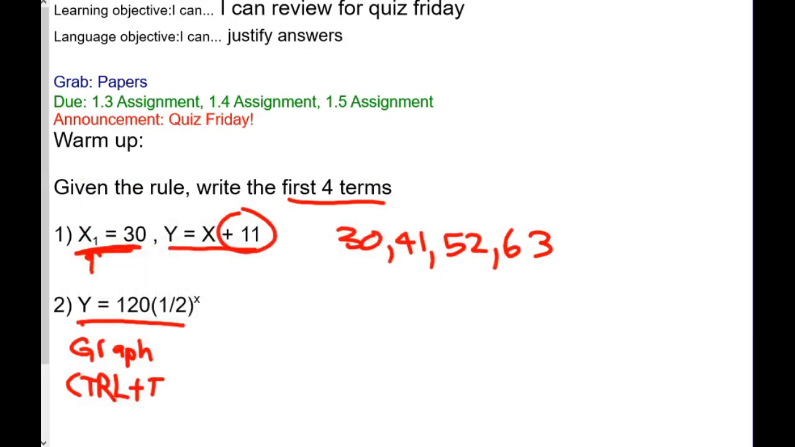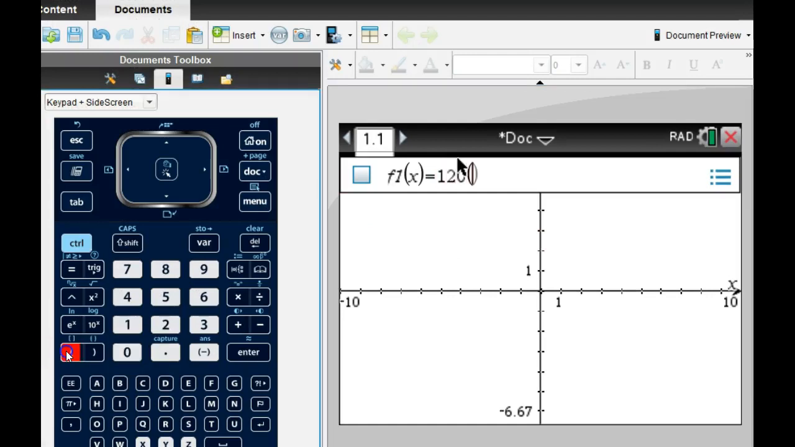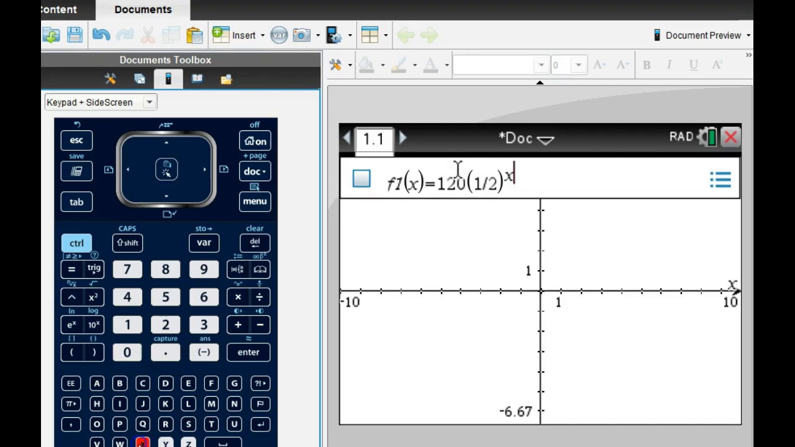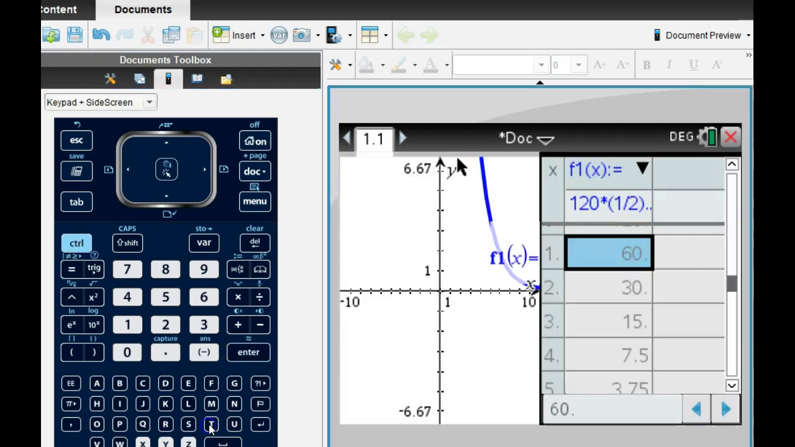Okay, so our equation is 120 times 1/2 to the power of x, caret x. So if you type it in right, hit enter, Control T. And first 4 terms, use 1, 2, 3, 4. Don't use 0, 1, 2, 3. Use 1, 2, 3, 4. Here we go, 60, 30, 15, 7.5.